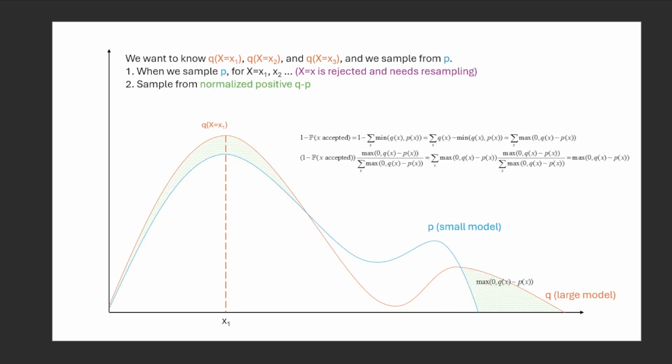If the first sample is rejected, we will get one new sample from the normalized positive part of Q minus P. Normalized positive Q minus P is equal to this term in the equation. And we multiply this term with the probability of rejection, and we will see the result will be equal to the maximum of 0 and Q minus P. This is how speculative sampling works.